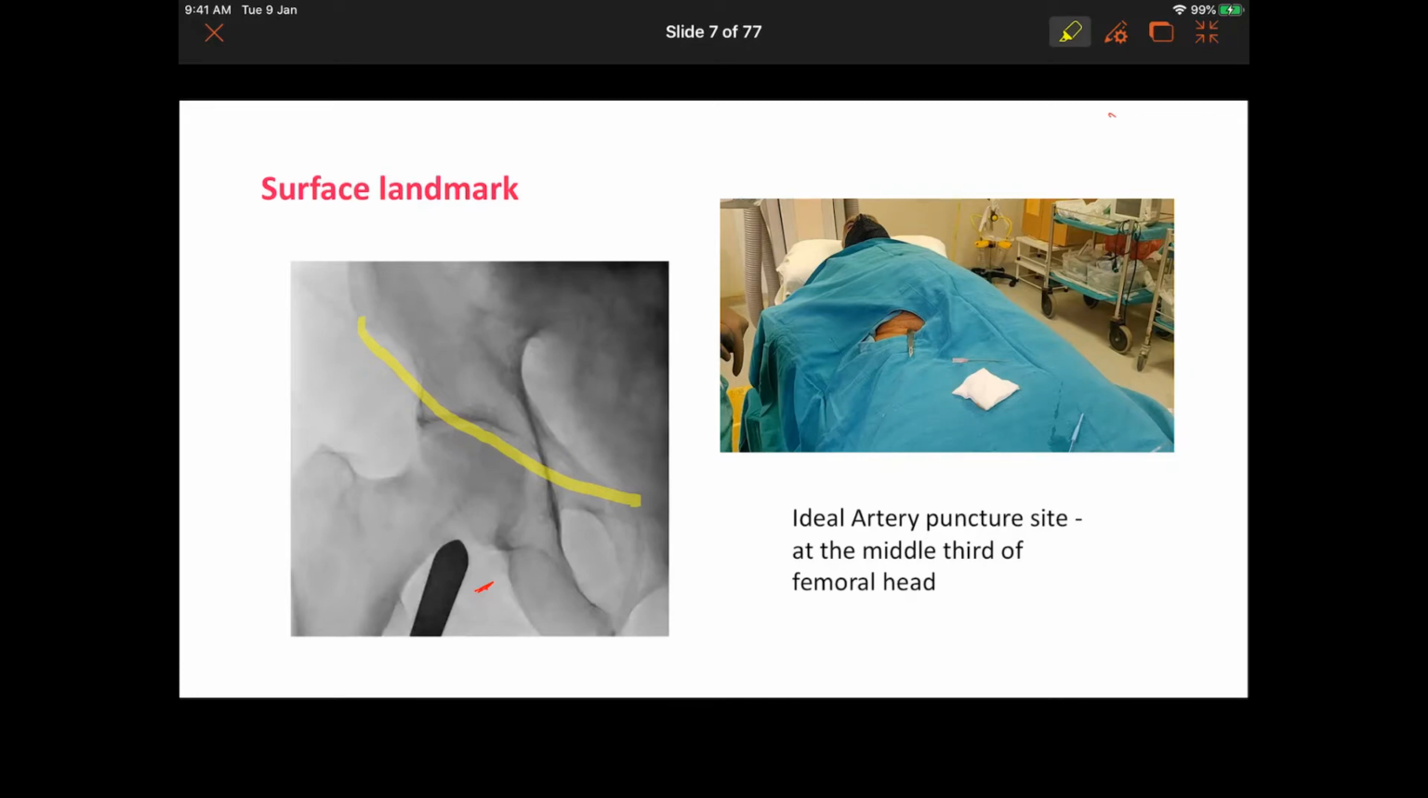But it is not always true, because in some people the inguinal ligament can be lax, so it can lie very low. If you use that as a marker, you are likely to puncture very low. Sometimes, particularly in thin people, it can be very taut and very high, and you may be puncturing very high. In obese people, it may be very difficult to feel the inguinal ligament. So there are limitations to using this technique.